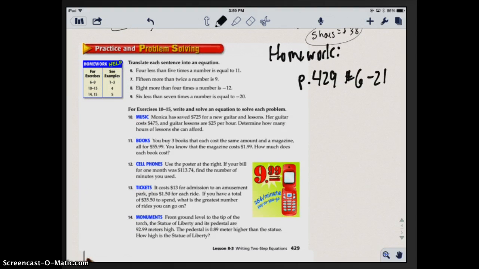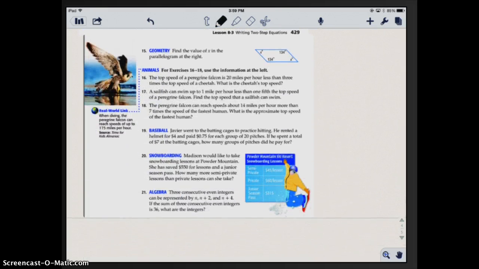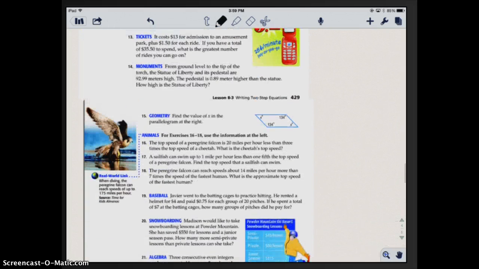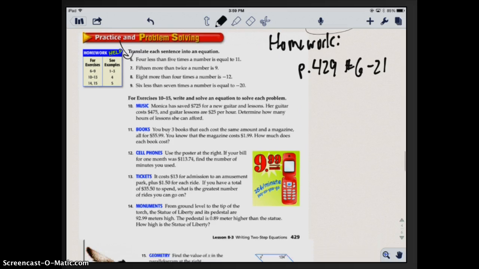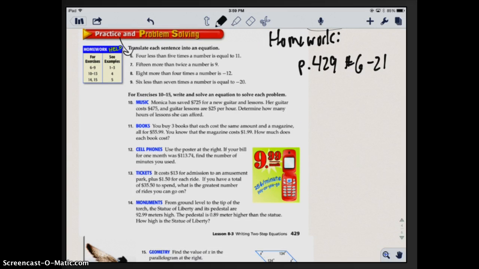Homework, page 429, 6 through 21. So it starts here at 6 all the way through 21. So on to the next page, I believe it is, all the way to 21. Make sure you do these. If you have a question, you should ask. That's why you're doing this probably in class, maybe finishing it up at home.